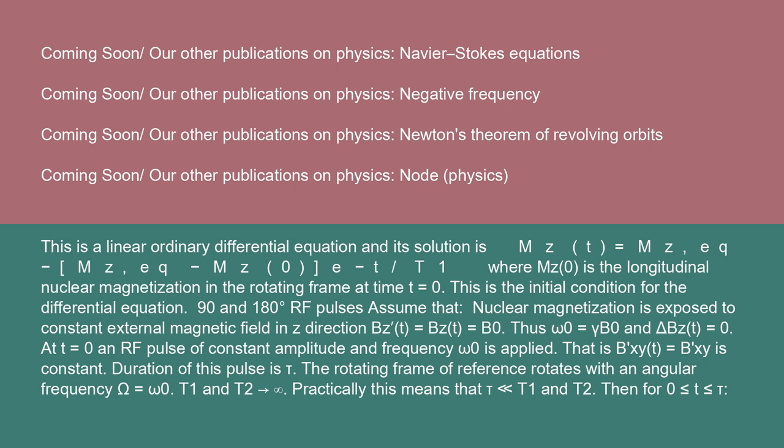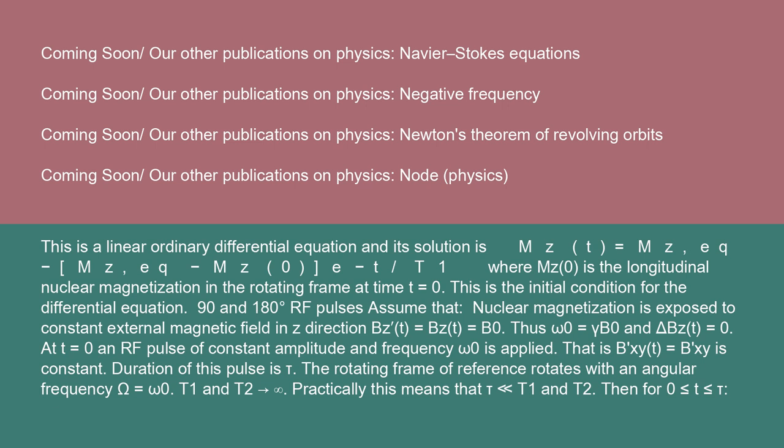90 and 180 degree RF pulses. Assume that nuclear magnetization is exposed to a constant external magnetic field in the z direction, Bz(t) equals B0. Thus, ω0 equals γB0 and ΔBz(t) equals 0. At t equals 0, an RF pulse of constant amplitude and frequency ω0 is applied. That is, Bxy(t) equals Bxy is constant. The duration of this pulse is τ.